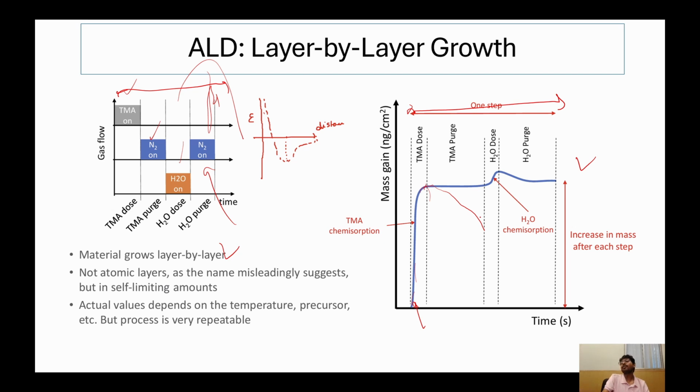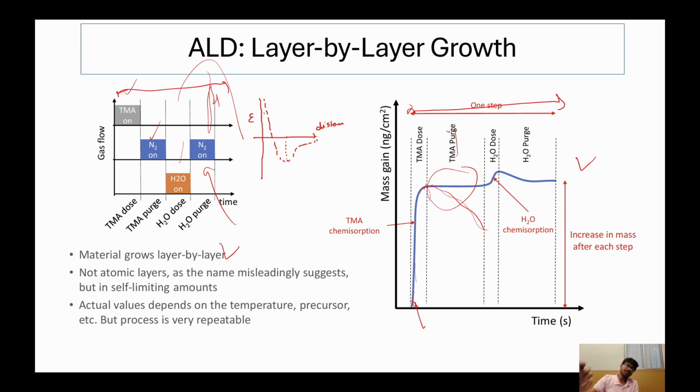If it would have reduced, that means the reaction is reversible, and this reaction of TMA with the substrate with the OH termination is kind of non-reversible. It forms a chemical bond. If it were forming a kind of physical bond, then it would have been removed during the purge. So if this mass is not decreasing, that means your TMA is attached to the substrate.